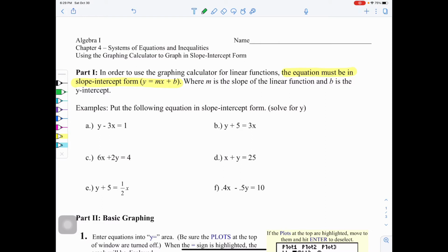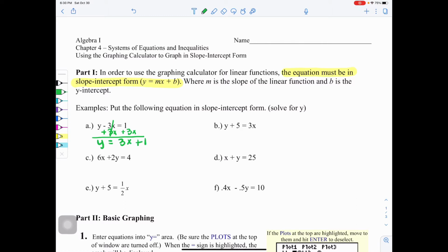So for our first examples, we're going to put the following equations in slope-intercept form, which remember means you want to solve for y. So I'll complete the first one with you, letter A. We want the equation in y equals mx plus b form, which means we need the y to be alone. Looking at the equation in letter A, we have negative 3x on the same side as the y that we do not want to be there. So we are going to undo subtraction by adding. I'm going to add 3x to the left. Whatever I do to one side, I must do to the other. So that will eliminate my x's here, and I'll get y equals 3x plus 1.